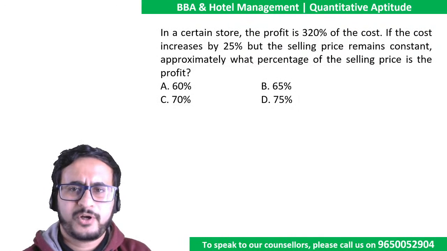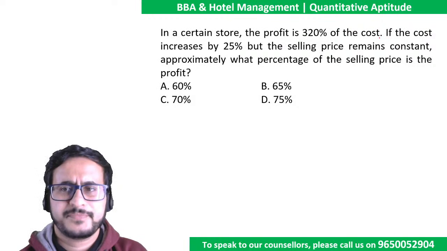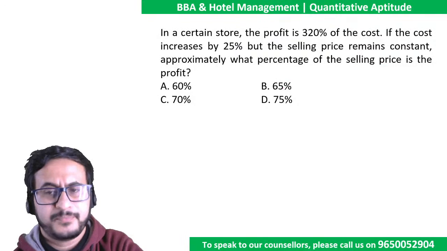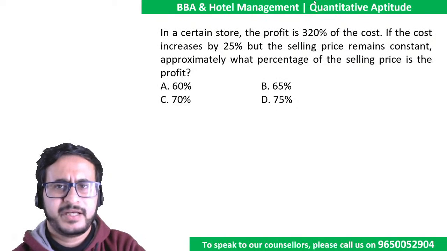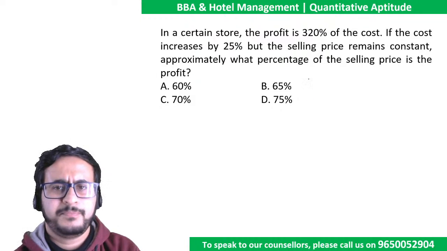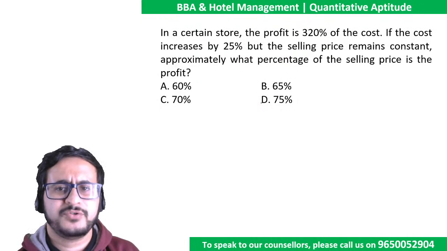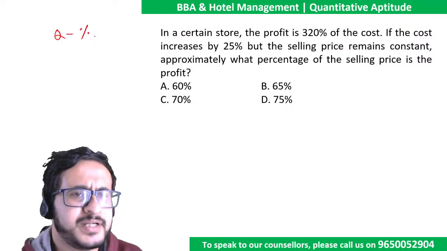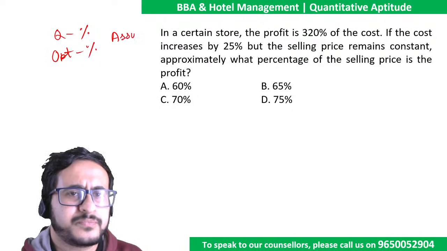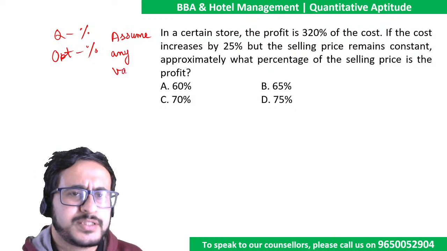In a certain store, the profit is 320% of the cost. If the cost increases by 25% but the selling price remains constant, approximately what percentage of the selling price is the profit? Okay, so in such questions wherein you are not given any values, and you are given all percentage values, and the answer options are also given in percentages, remember, you can assume any value. Remember this golden rule in quantitative aptitude, you can just assume any value.